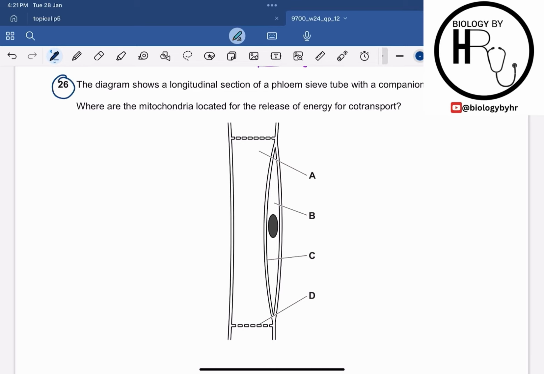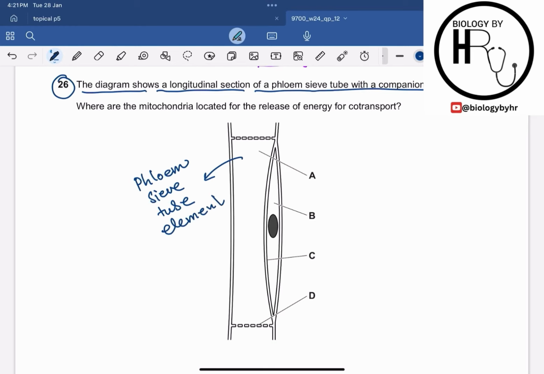Question 26 says that the diagram shows a longitudinal section of a phloem sieve tube with a companion cell. So this is the phloem sieve tube element, and this is the companion cell. The companion cell supports the structure of the phloem sieve tube element, right? Where are the mitochondria located for the release of energy for the cotransport, right?